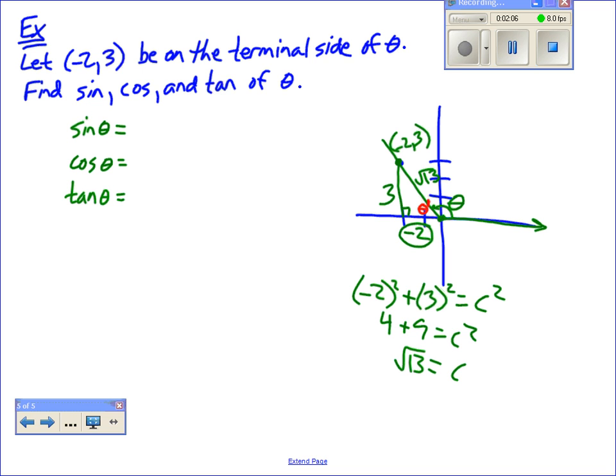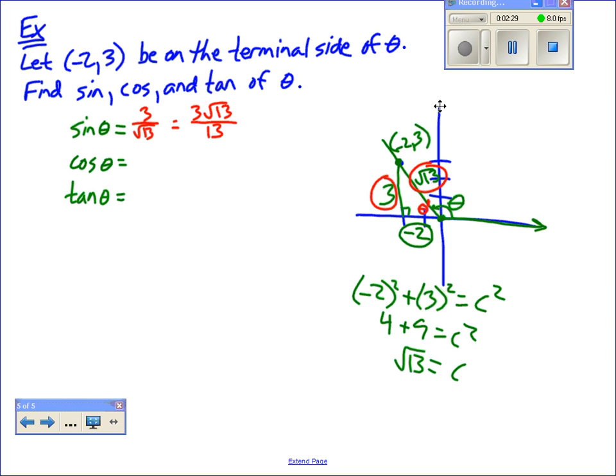So sine is opposite over hypotenuse. Now you're looking at theta prime, so opposite that theta prime is 3 over hypotenuse root 13. So 3 over root 13. And of course you want to rationalize that, so 3 root 13 all over 13.